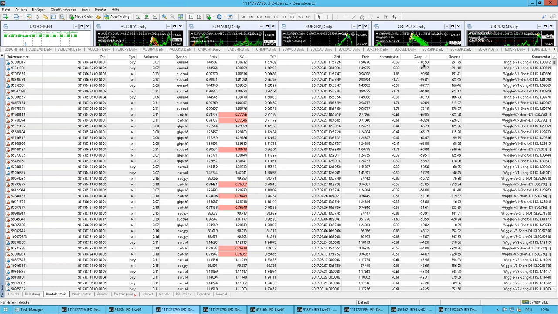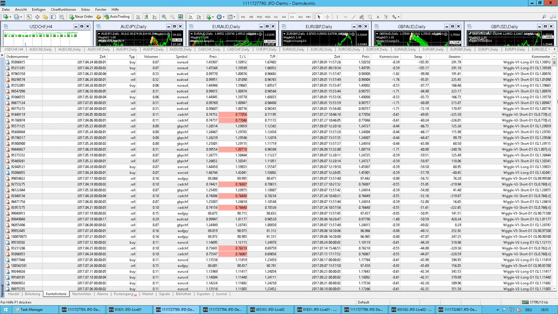So it's normal that you have those swap costs. It's nothing you can blame the broker for, because the broker is only transferring the costs. The broker itself has to pay that cost to the liquidity provider, where your trade really is. So it's real costs, and they have to be covered.